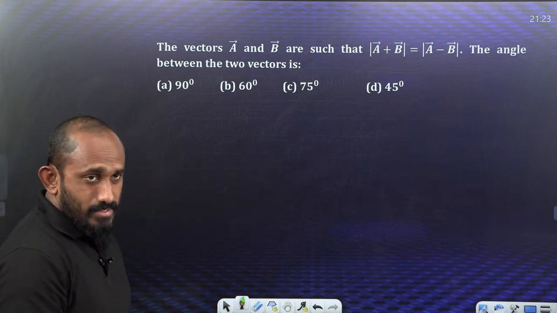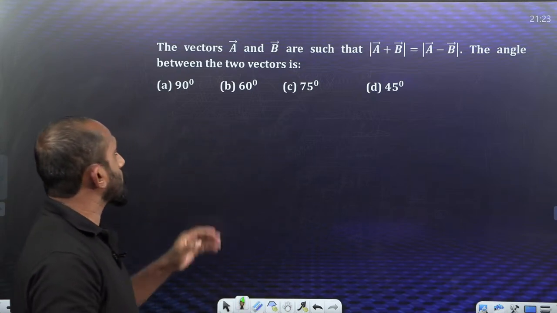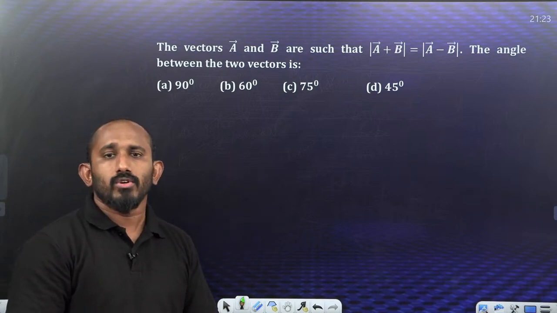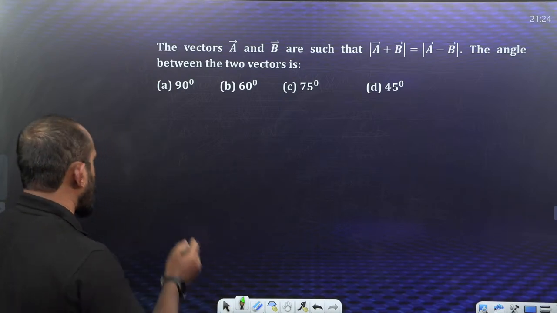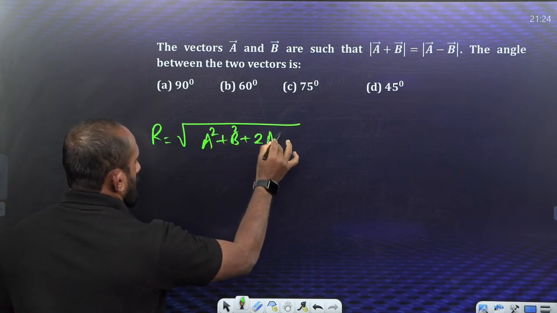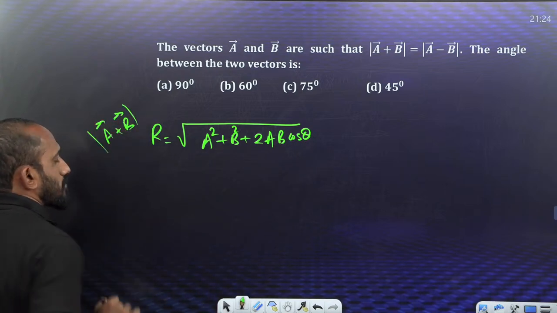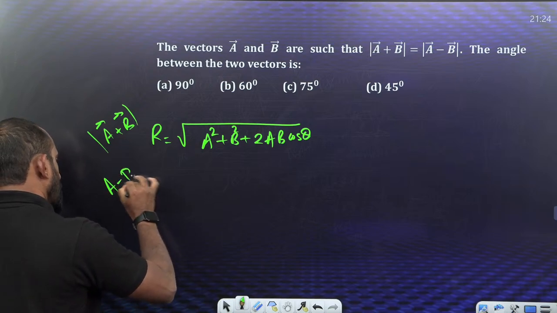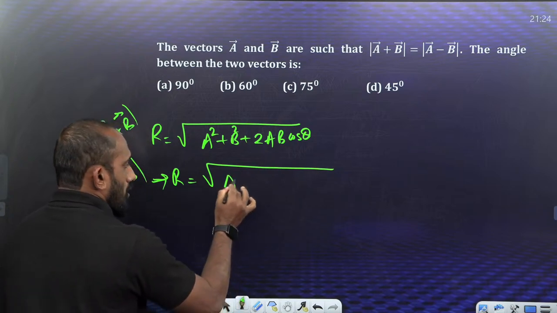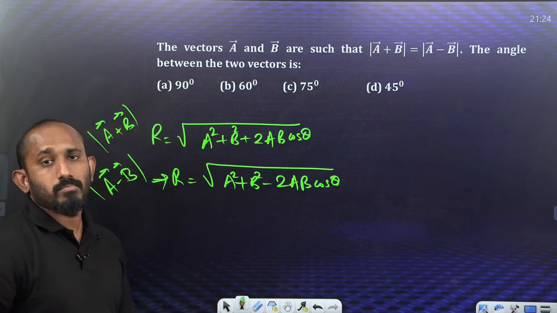The vectors A and B are such that modulus of A plus B is equal to modulus of A minus B. The angle between the two vectors is? You know, the resultant of two vectors A and B, we can write R is equal to root of A square plus B square plus 2AB cos theta to find A plus B. Similarly, for A minus B, the resultant will be root of A square plus B square minus 2AB cos theta. It is given that both magnitudes are equal.